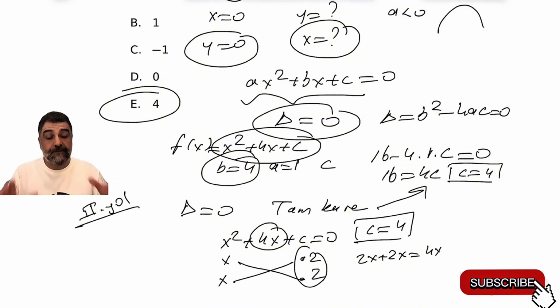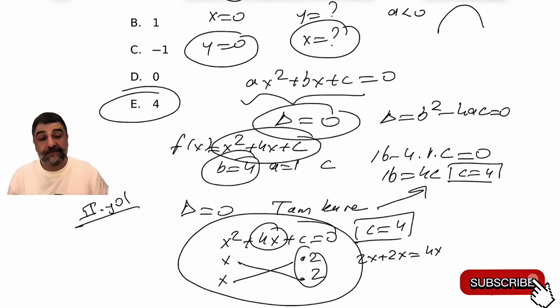Let me remind you again. If our parabola is tangent to the x-axis or intersects the x-axis at a point, it must be a perfect square. Therefore, the delta value is 0. We will solve it this way. Friends, see you in the next question.